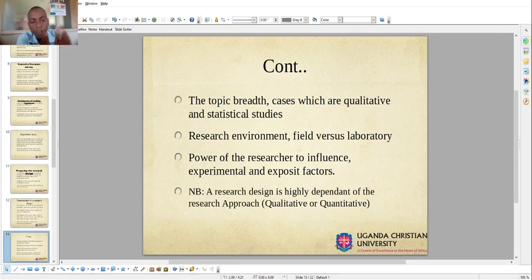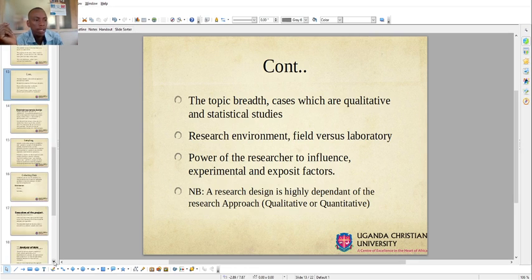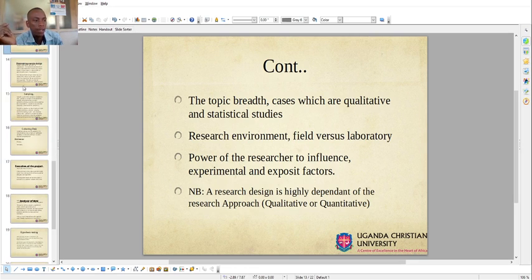So you find that there's a different design for qualitative study, and a different design for quantitative study. We'll talk about this in the future. For now, I won't go deeper into them. It will be too early, they're still young.